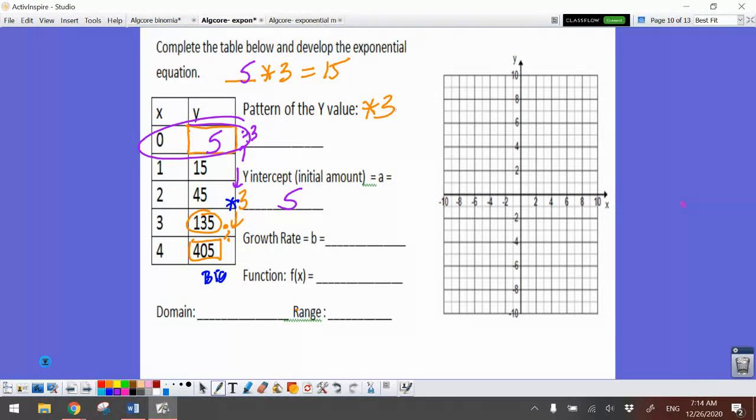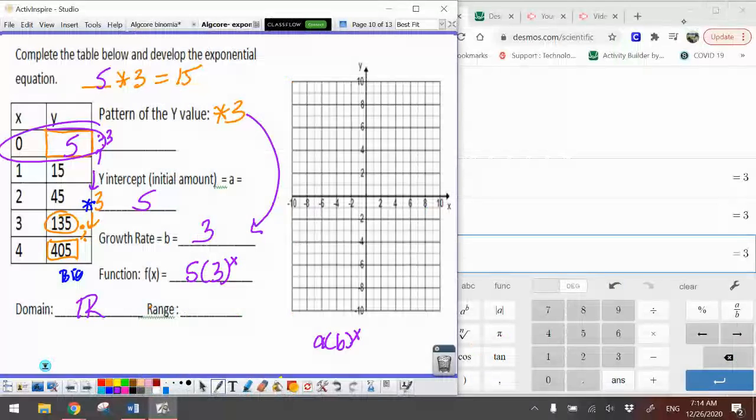Okay, so growth rate and pattern, remember, those are the same. So my b is 3, and my function, a times b to the x, I'm starting at 5. I'm going to multiply by 3, and it's a power of x. Okay, and domain, that's all real numbers. That's pretty easy. And let's go ahead and take a look at this function and kind of figure out what's happening.